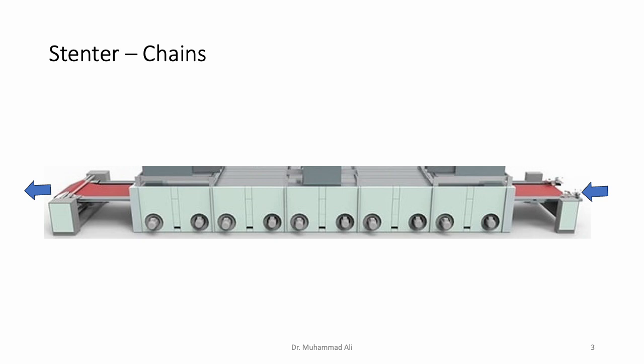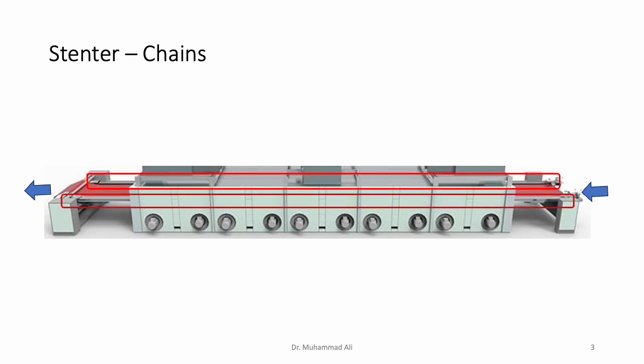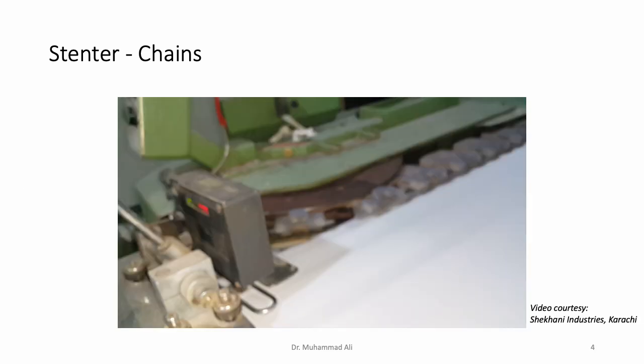Now the Stenter chains are provided on either side of the machine, and they run along the entire length of the machine. The gripping elements that actually hold the fabric are mounted on these chains. Before we look at the different types of gripping elements that are used, let's watch a short video to give us an idea of how the gripping elements hold onto the fabric salvages.